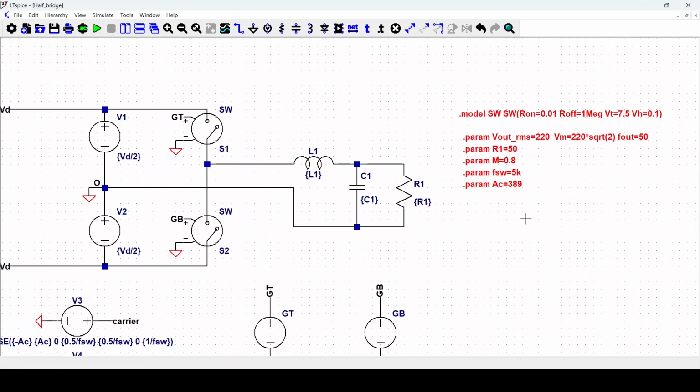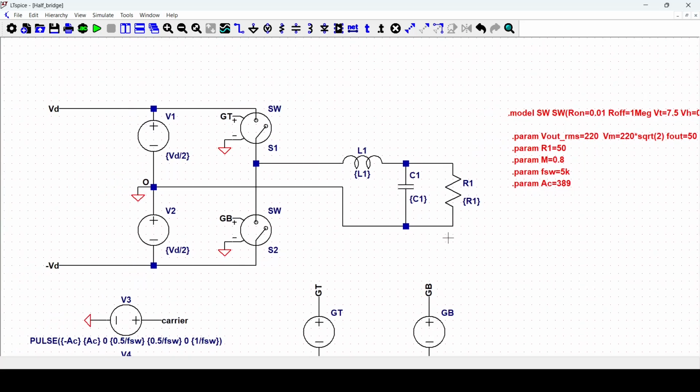Okay, so we have defined these parameters, and one important fundamental parameter that is missing, of course, is the VD parameter, so the DC bus value. It's important to note that you can't choose independently the peak output voltage and the input voltage, because they are related in a half-bridge inverter with the modulation index by a simple equation which says that the peak output voltage is equal to the modulation index times the DC bus voltage over 2.